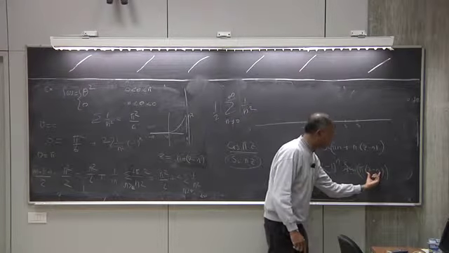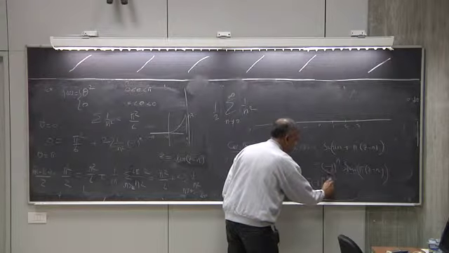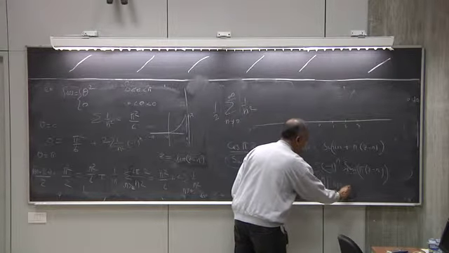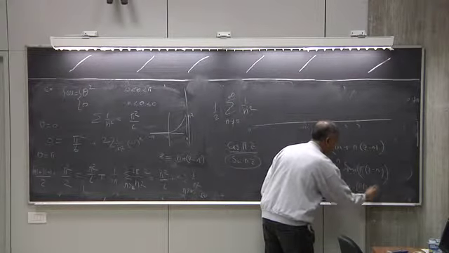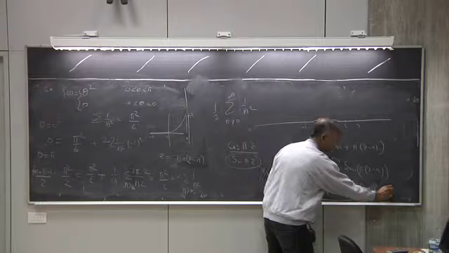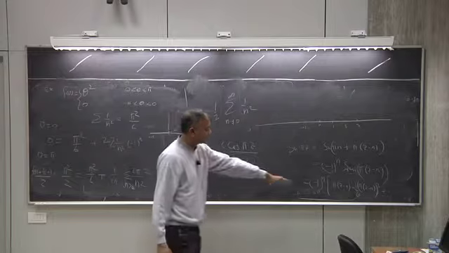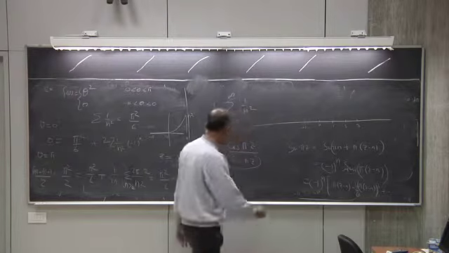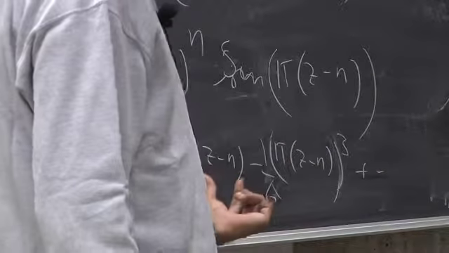Now when z minus n is small, we can make an expansion of this quantity. So this goes like pi (z minus n) minus (pi (z minus n)) cubed over 6 factorial, and so on, right? The Taylor expansion for the sine. But the leading term is of course this. So this behaves like minus 1 to the n times pi (z minus n), because when z minus n is small, these other terms are very small compared to that.